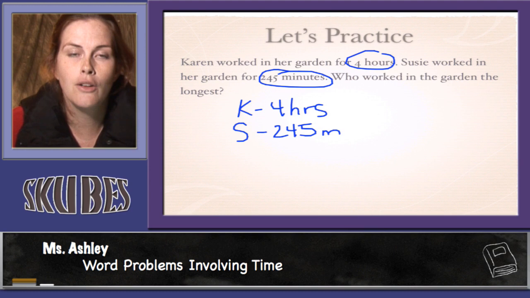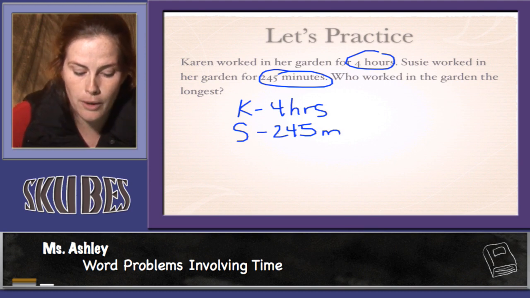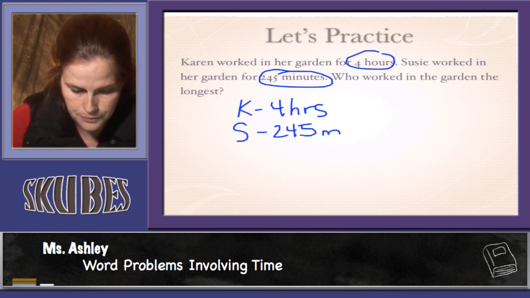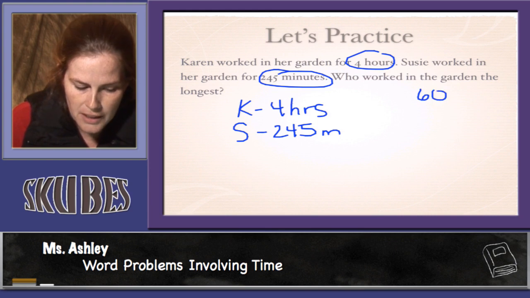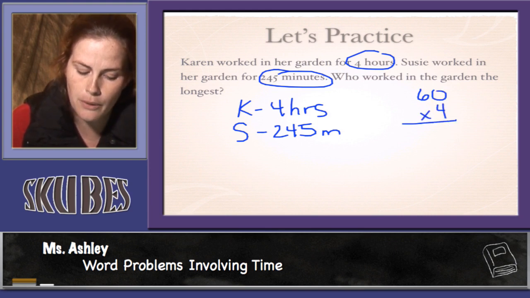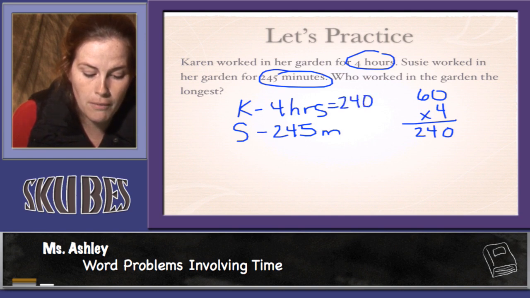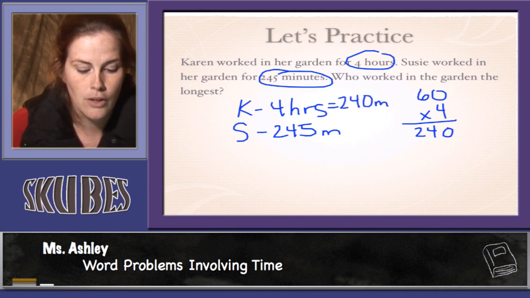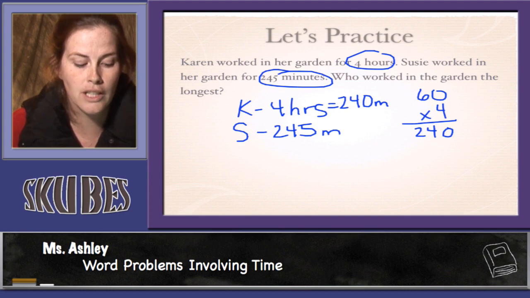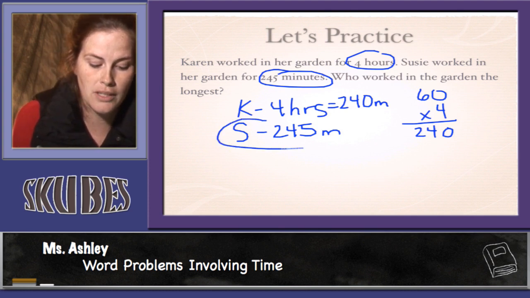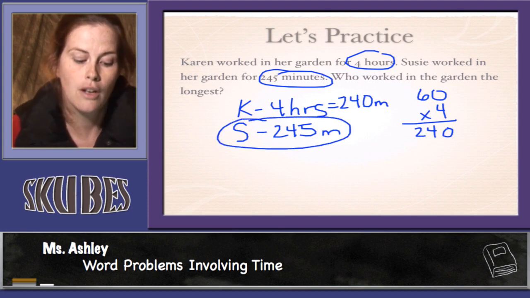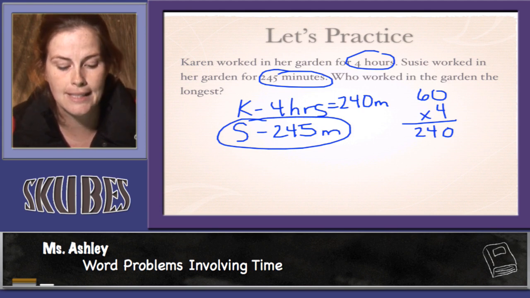Okay. I know that there are 60 minutes in an hour. So the easiest conversion would be to multiply 4 hours times 60. 4 times 0 equals 0. 4 times 6 equals 24. So Karen worked for 240 minutes. So the question asked, who worked in the garden the longest? And the answer would be Susie. She worked for 245 minutes.